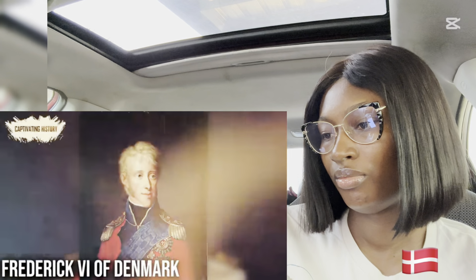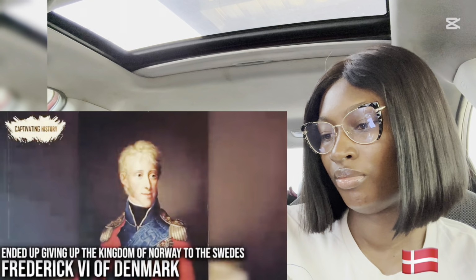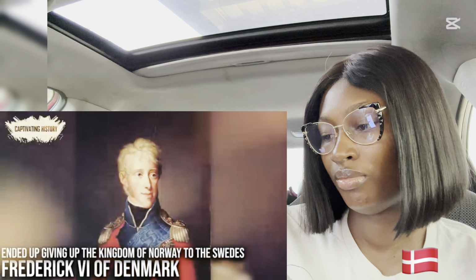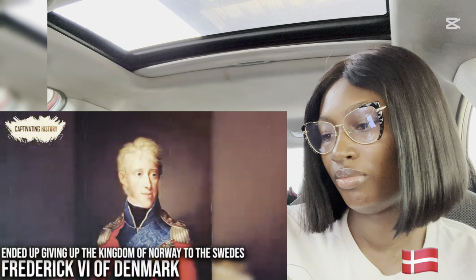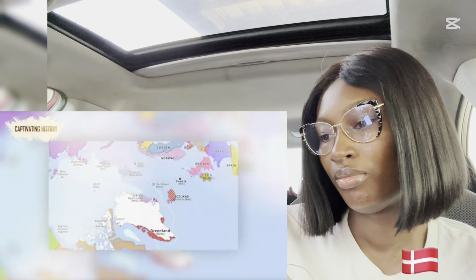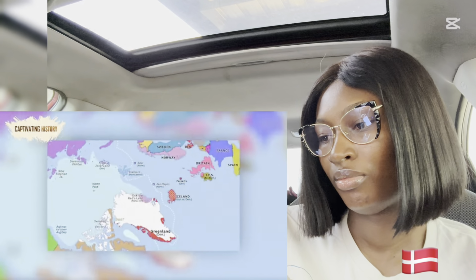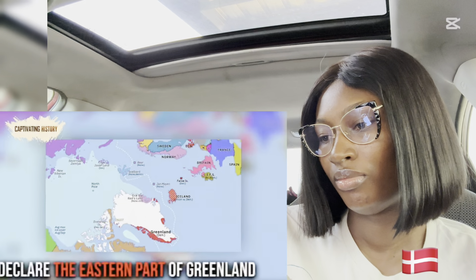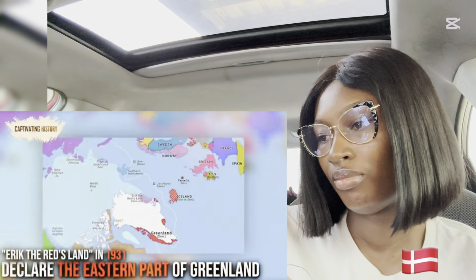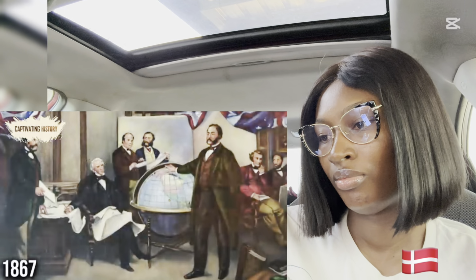Frederick VI of Denmark ended up giving up the Kingdom of Norway to the Swedes. However, the treaty allowed Denmark to retain control of Greenland, Iceland, and the Faroe Islands. The Swedes claimed that these territories historically belonged to the Kingdom of Norway. Norway continued to exert its claim and would declare the eastern part of Greenland as Erik the Red's land in 1931.